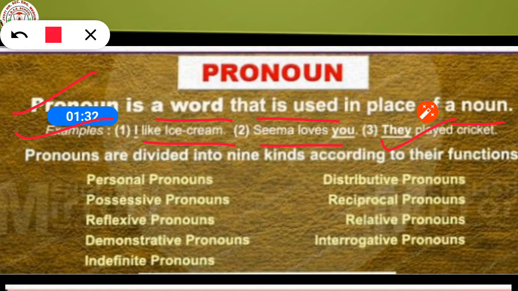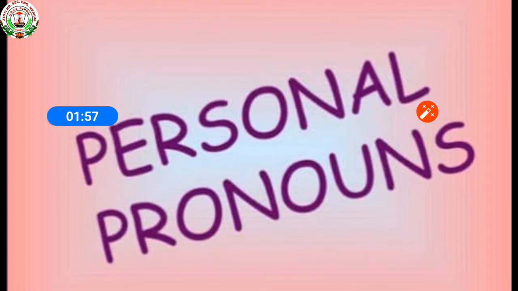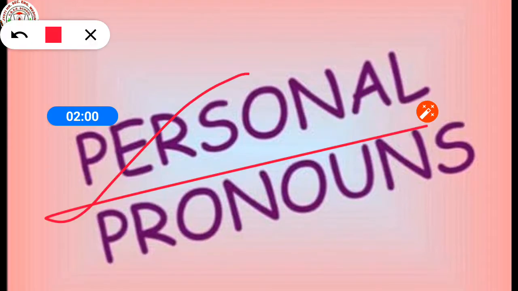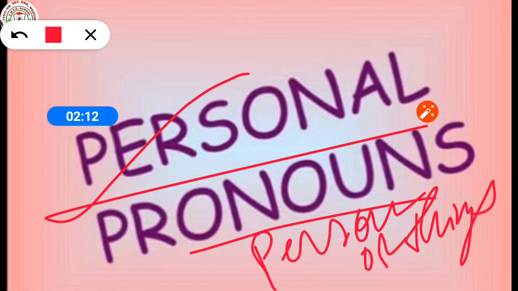So in previous class I already explained personal pronouns, possessive pronouns and reflexive pronouns. So today I am going to give a short summary of these pronouns, and after that we will continue the next pronouns. So first is personal pronouns. So personal pronouns is used in place of noun, that is a person or things.